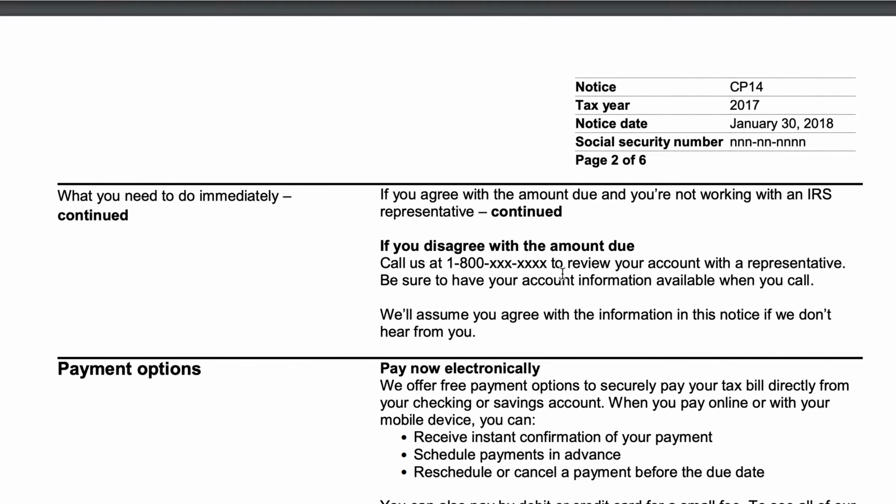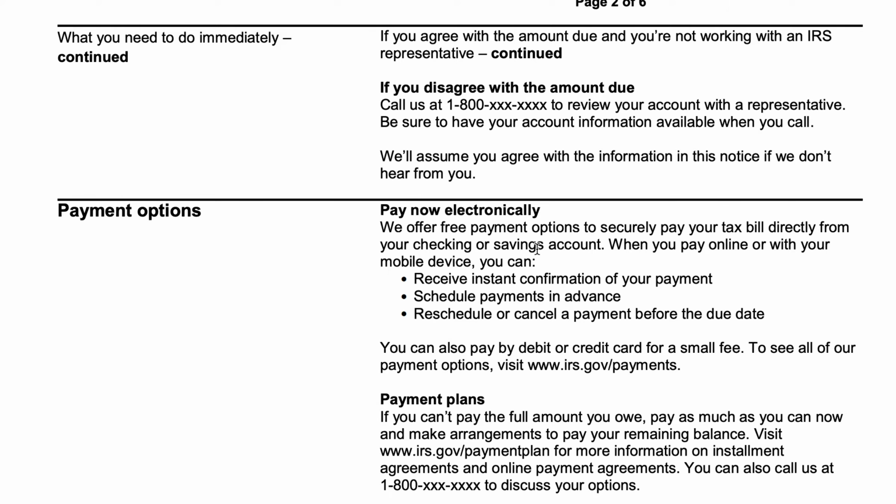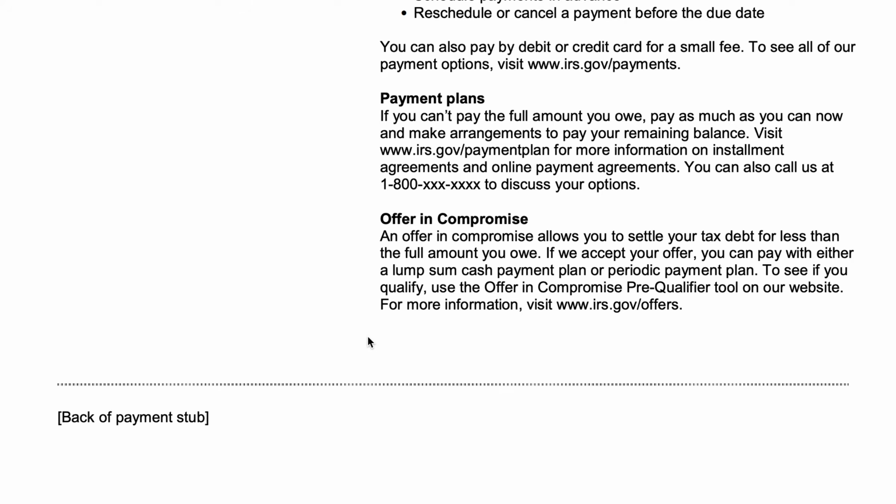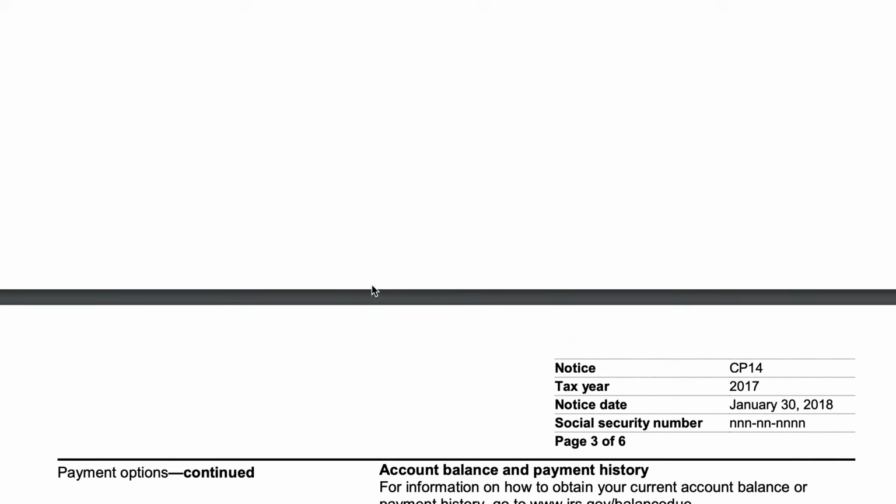So again, you can pay for free if you choose a debit card or a bank payment. If you use a credit card, you're going to pay a credit card processing fee. The IRS passes that on to you. Again, you can talk about setting up a payment plan when you call the IRS. You can also talk about what an offer in compromise might look like.